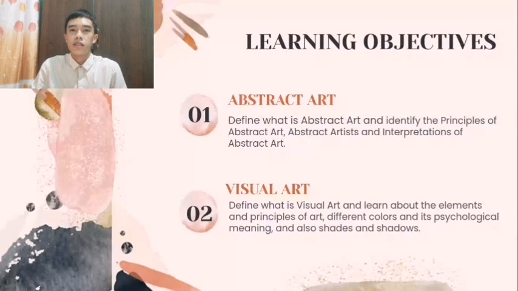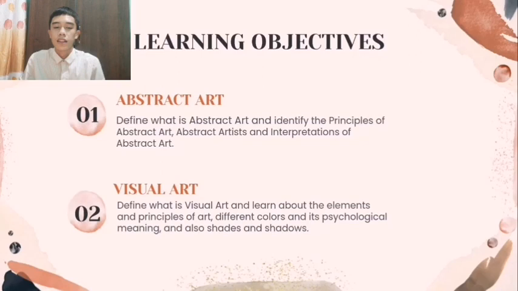1. Abstract art. Define what is abstract art and identify the principles of abstract art, abstract artists, and interpretations of abstract art. 2. Visual art. Define what is visual art and learn about the elements and principles of visual art, different colors and their psychological meaning, and also shades and shadows.